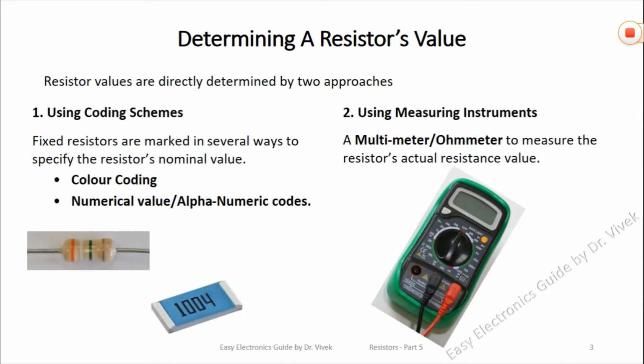Normally, resistance can be determined by two methods, with the coding schemes and by measuring instruments like ohm meter or multimeter. Coding schemes can be mainly of two types, color coding and alphanumeric coding.